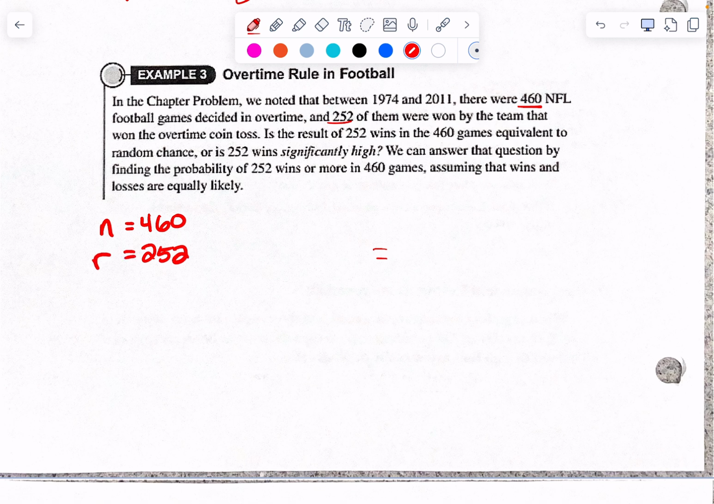Okay, and these are the winners of the game and the winner of the coin toss. So 252 times. What would be an even split of 460? Oh, 230, right? 230 should win, 230 should lose. But what they're trying to figure out is if you win the coin toss in overtime, do you have a higher chance of winning the game?